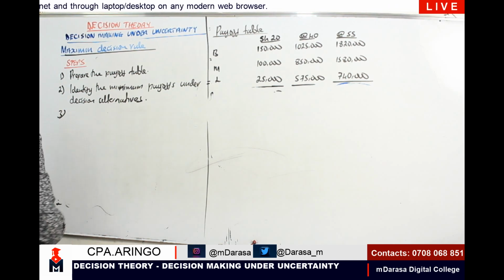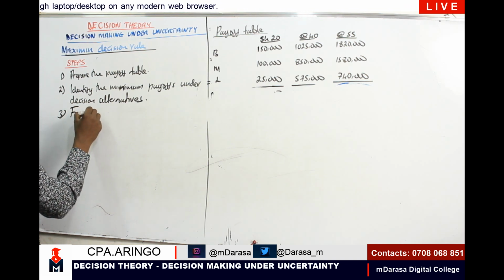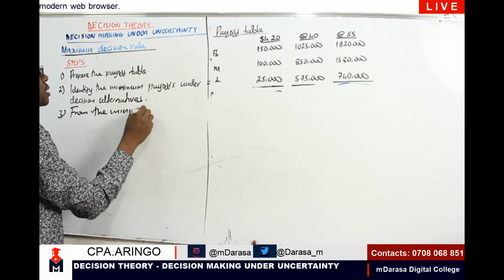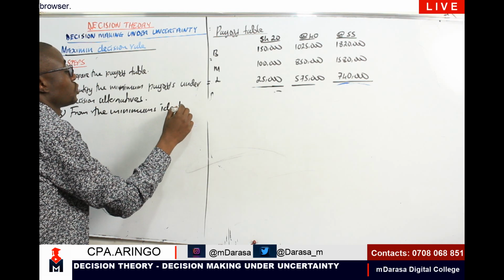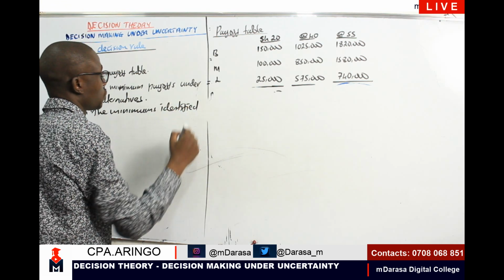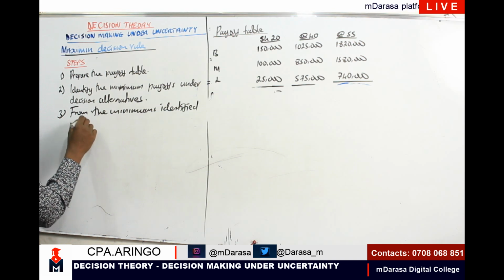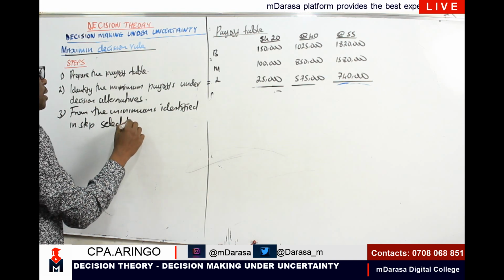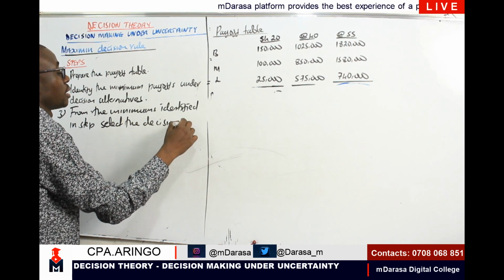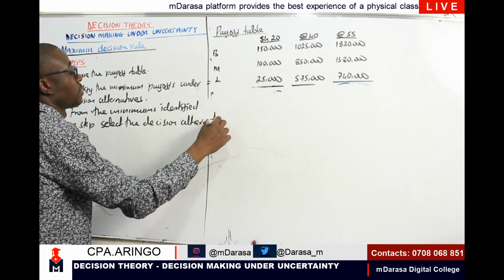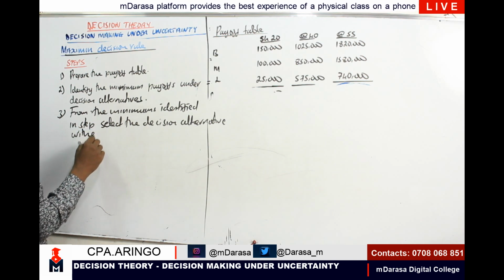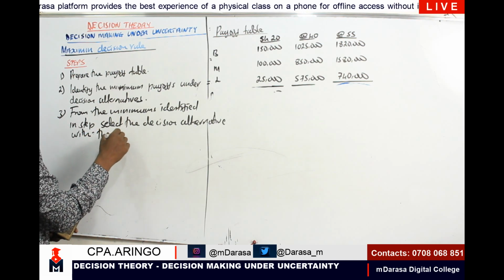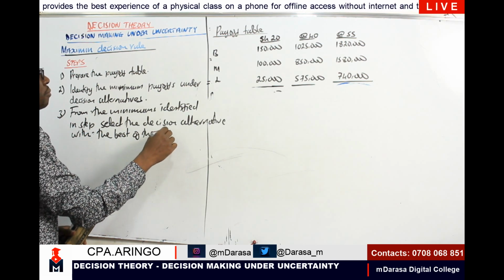Then step number 3, from the minimums identified in step 2, select the decision alternative with the best of the minimums.